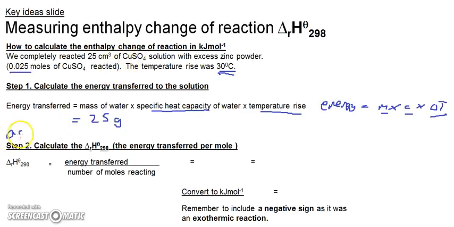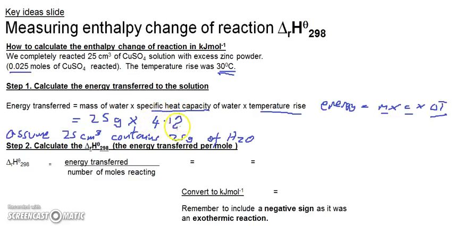So we've assumed that 25 centimeters cubed of copper sulfate solution contains 25 grams of water. It's an approximation. The specific heat capacity of water you'll need to be given, so that's 4.18 joules per gram per Kelvin, and then temperature rise, we measured that as being 30 degrees centigrade.